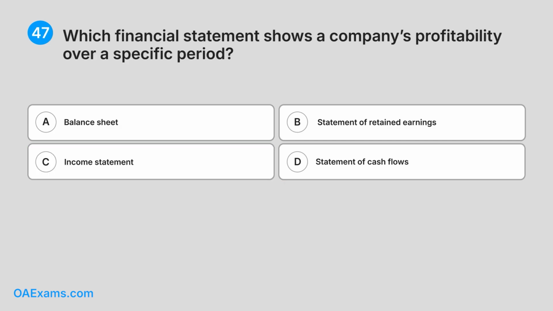47. Which financial statement shows a company's profitability over a specific period? A. Balance sheet, B. Statement of retained earnings, C. Income statement, D. Statement of cash flows. What do you think is the answer?